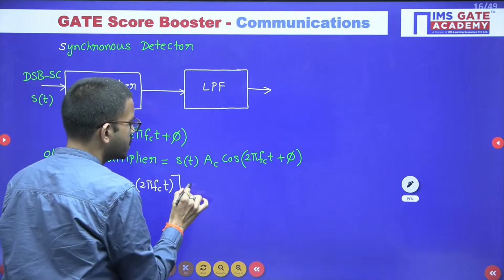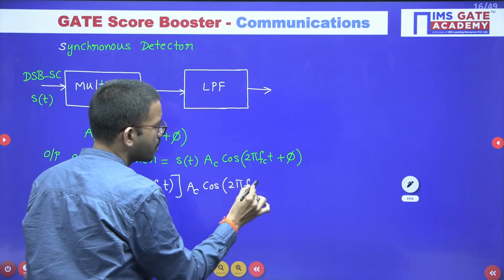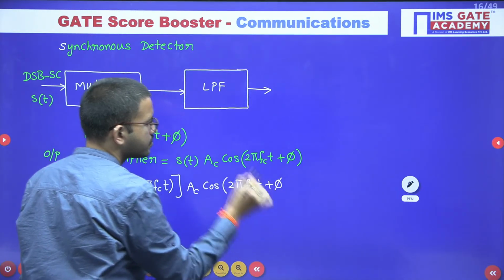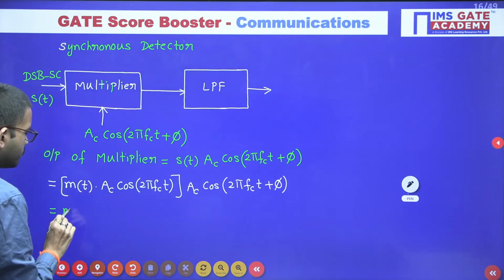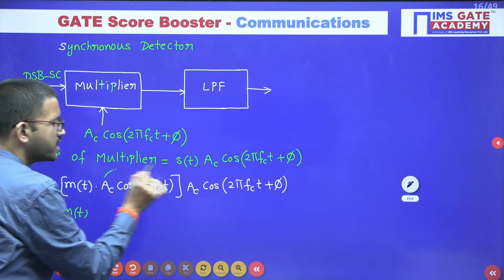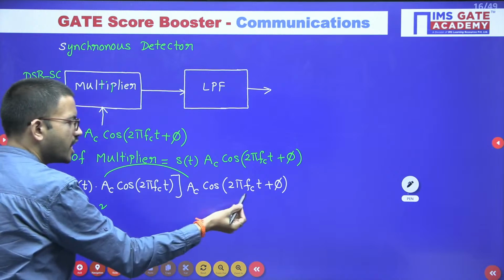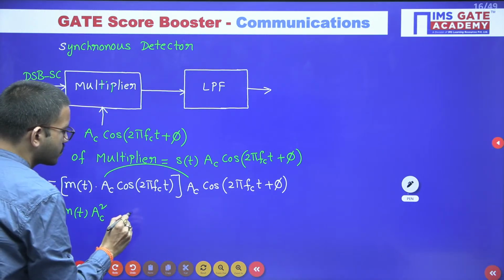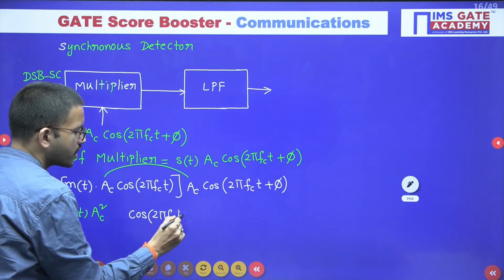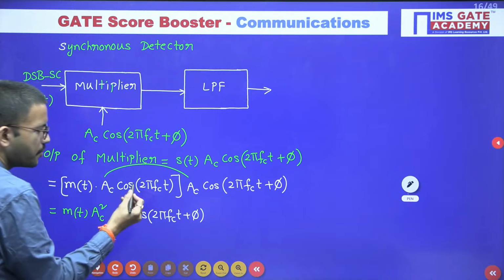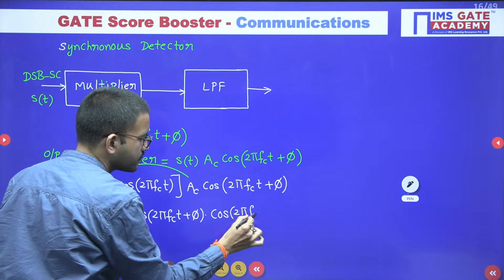Now we are considering AC into cos(2 pi f ct plus phi). Right. Now m of t you can keep as it is. AC into AC is nothing but AC square. For the timing I am writing this term here, cos(2 pi fct plus phi), and then I am writing this term here, cos 2 pi fct.